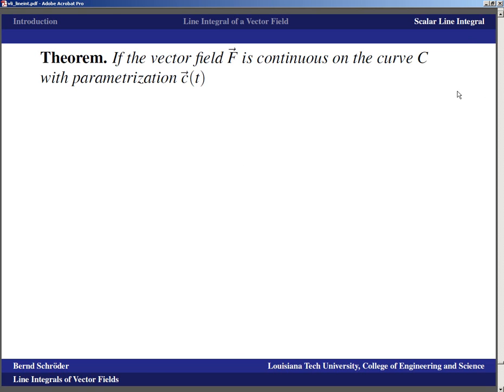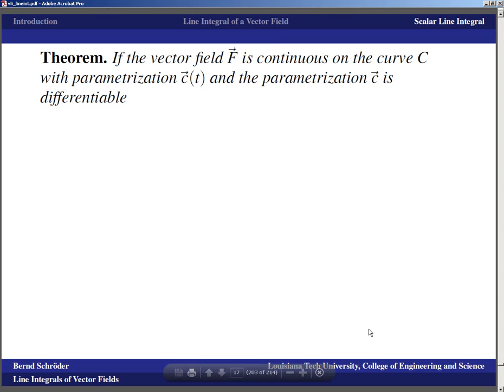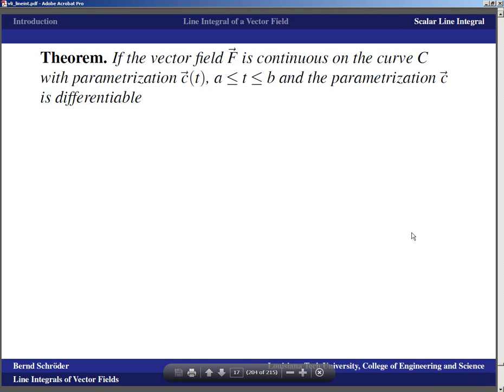Okay, so if a vector field f is continuous on the curve C with parameterization C of t, and the parameterization C is differentiable, and you already see what's missing here again, I need to put in my parameter domain. My apologies, we're going to pause. Okay, so let's take this one from the top one more time.